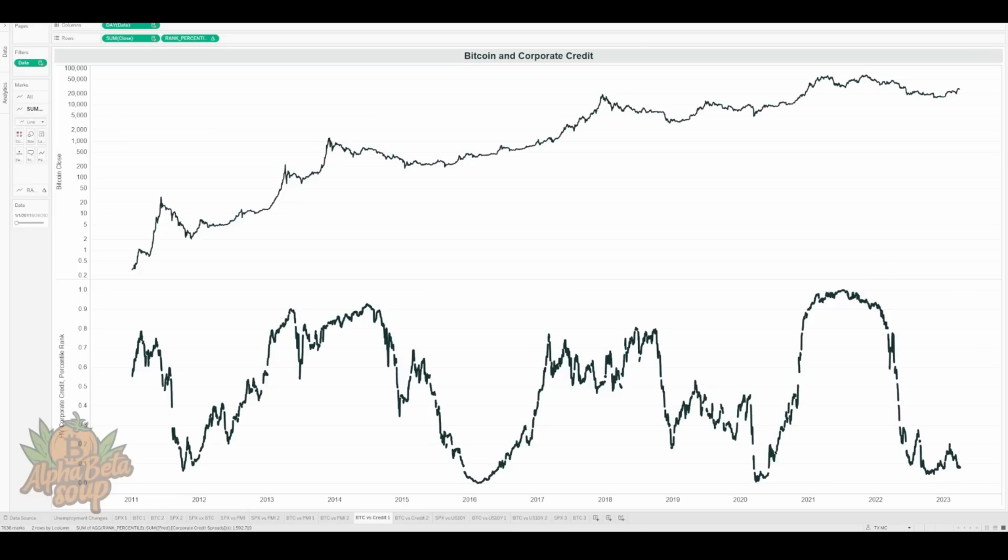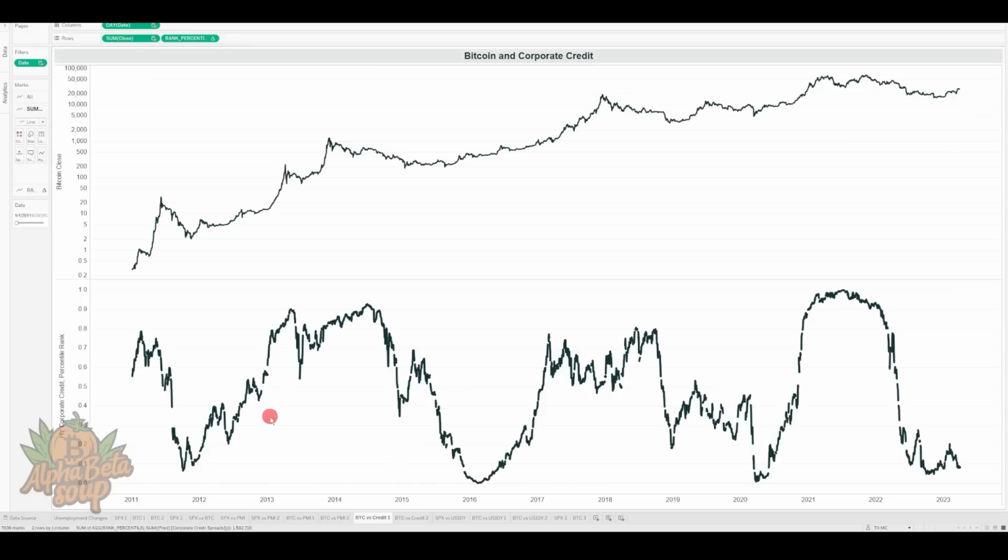What we're looking at is Bitcoin at the top, and at the bottom is high yield corporate credit. And what I'm showing is an inverted percentile rank. So what a percentile rank does is it stretches out the metric that you're applying it to, to show you the extreme oscillations. It ranks the value of the yield in its historical range to show you when something is really high or really low relative to its norm.